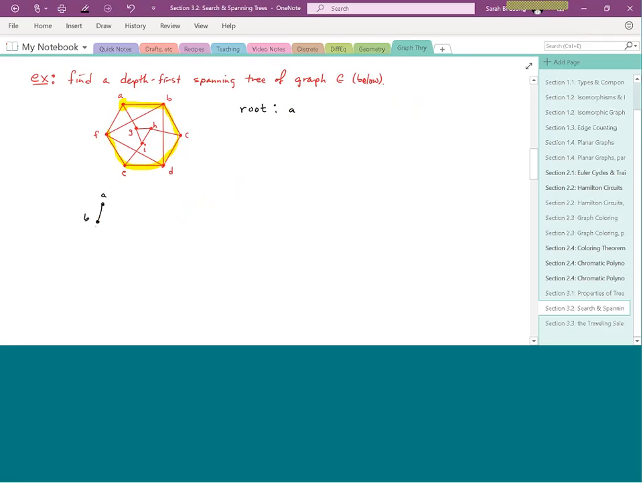So then we went to B, then we went to C, then we went to D, then we went to E, and then we went to F. Now, once we're at F, we can't go anywhere, and this is where we backtrack. So if we backtrack, and I'm going to go ahead and pull back up my highlighter, we go back to C. Can we go anywhere from C that's not back to D and not to F?